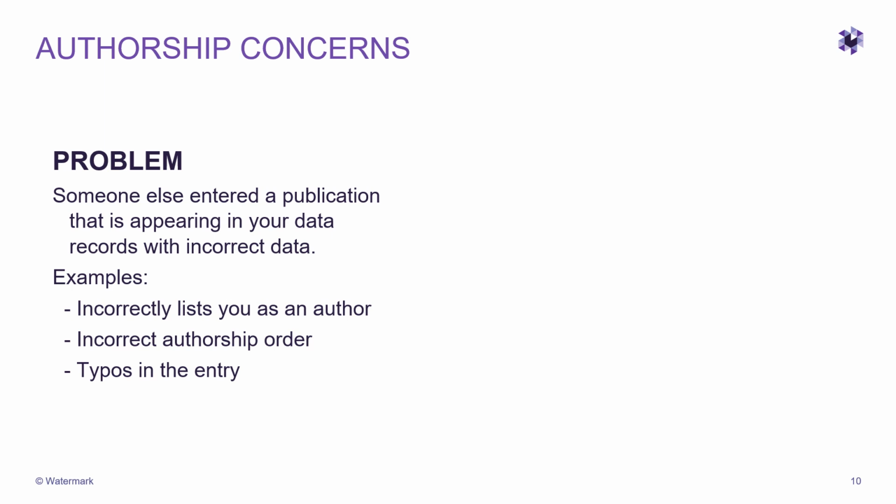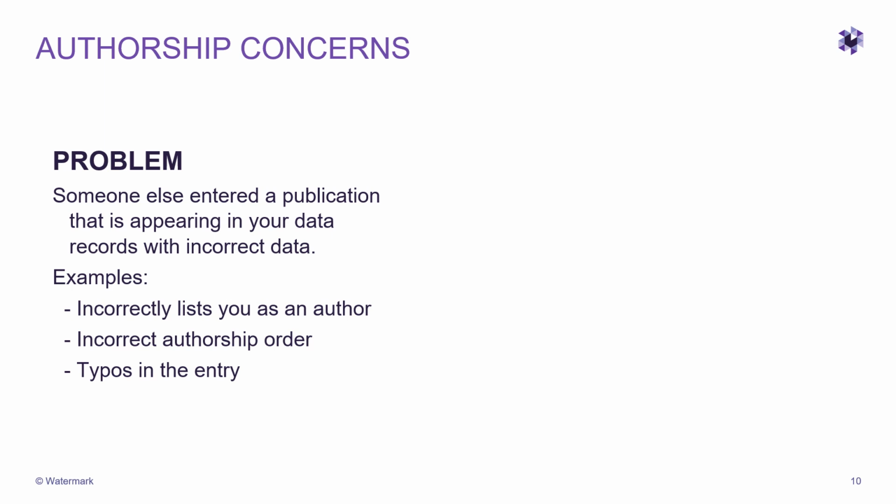But unfortunately, human error can occur, and this can result in potential typos in that data entry that you cannot correct because someone else already entered it. Or perhaps you are listed as the third author instead of the second author. Or another less common but still significant issue is where you are incorrectly identified as an author in a publication that you did not work on.